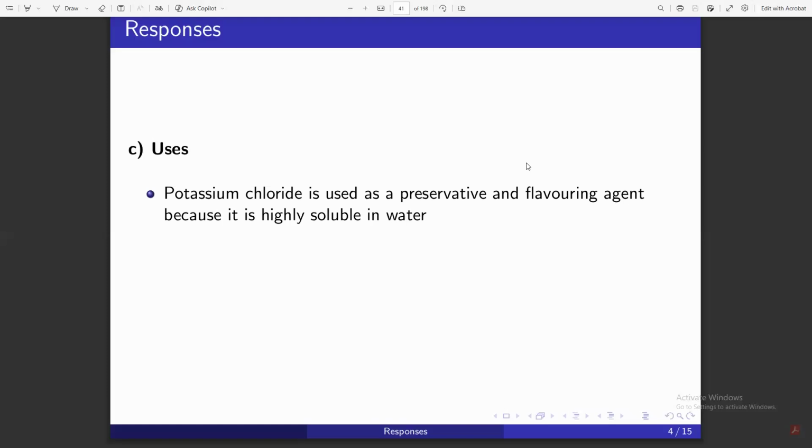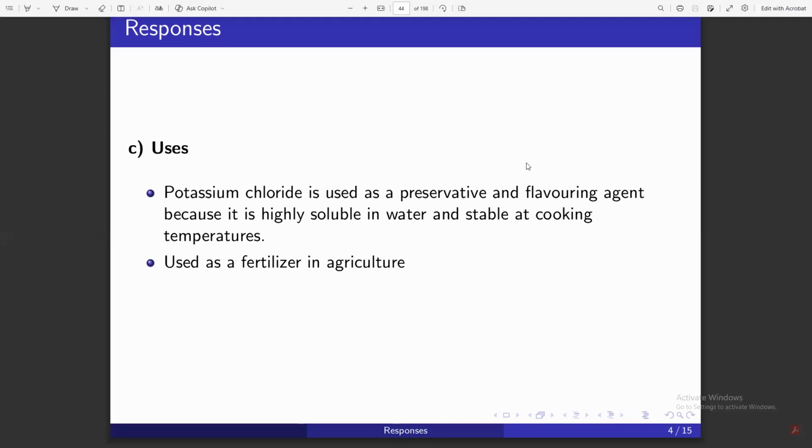So it is stable and highly soluble in water. For example, you can use it in preservation of drinks. Why? Due to its solubility in water and also being stable at cooking temperatures. There are other uses. They wanted us to state one use, but there are other uses one can think about.